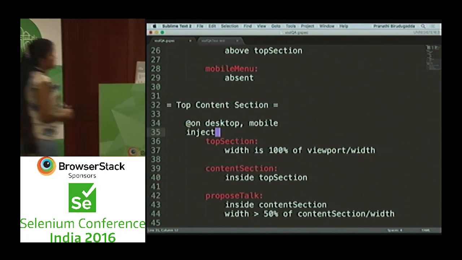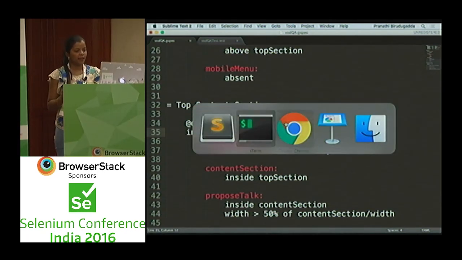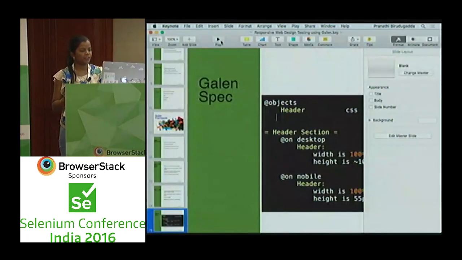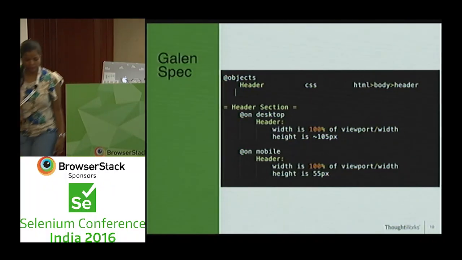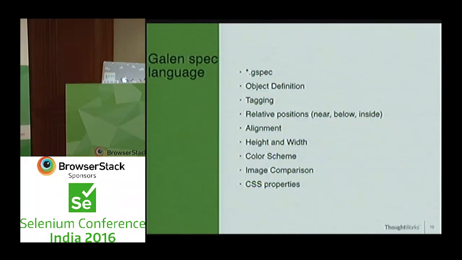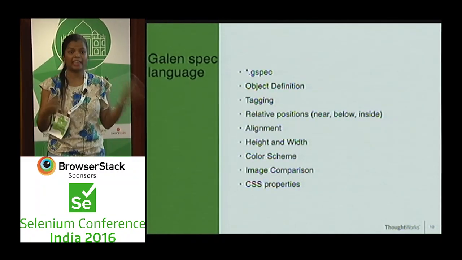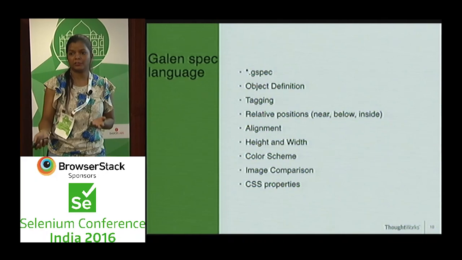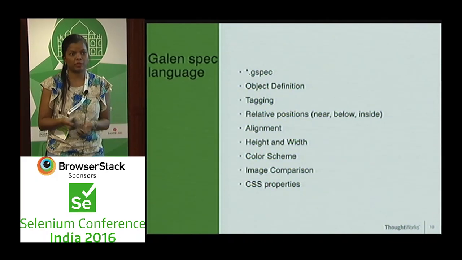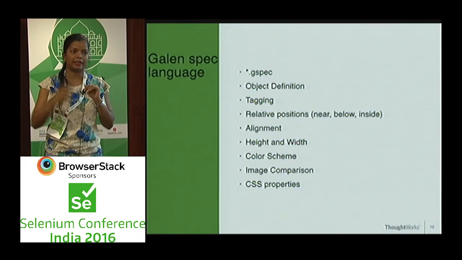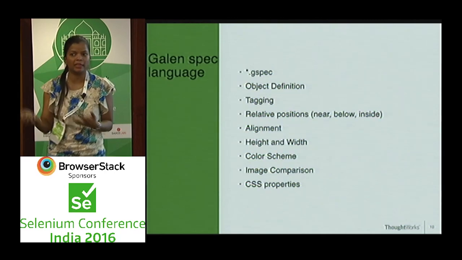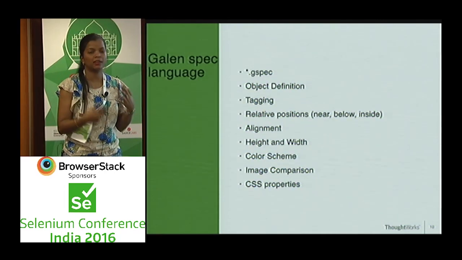Okay, let's move on to the presentation then. So we have looked at the Galen demo, right? Like I said, Galen spec has an extension .gspec. You can define your objects. You can tag your testing, mobile or desktop. Right now, maybe you might use a larger screen, a tablet resolution, and a very tiny mobile, depending upon the business requirement.